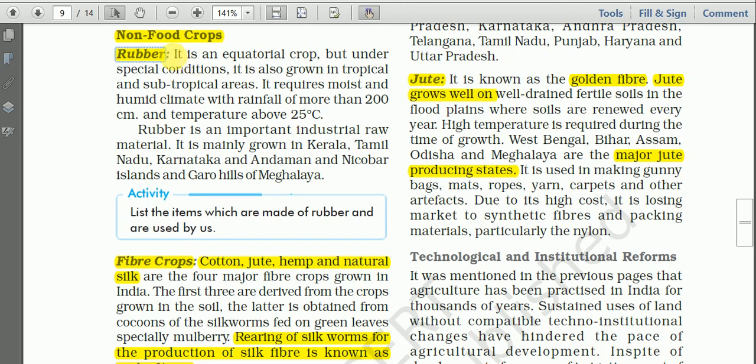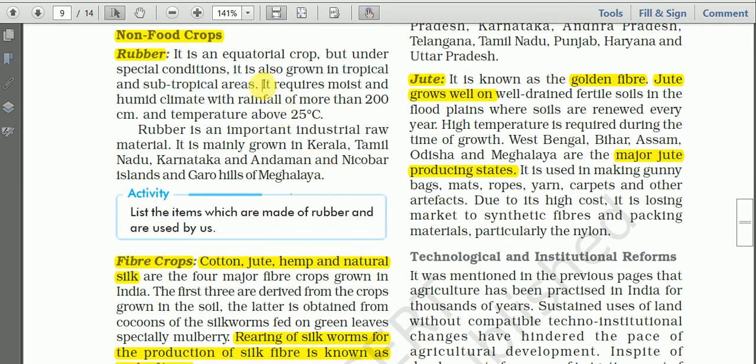About geographical requirements, rubber is an equatorial crop. It requires very high temperature and very high rainfall. It is better to grow just nearby the equator. But under special conditions, it is also grown in tropical and subtropical areas, as in Meghalaya. Meghalaya is not a hot state or region, but there it is also grown.